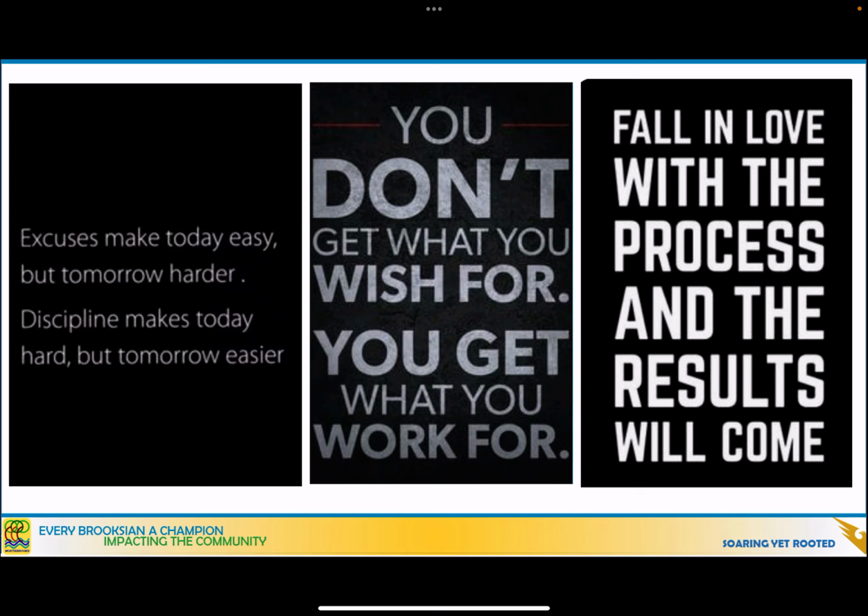Fall in love with the process. Yes, there might be some hard knocks that you will take along the way, but in the end, if you can fall in love with the process, enjoy what you're doing, I'm sure the results will come. And it will be a fulfilling year. At the end of it, you can still get good results to get to where you want to be.